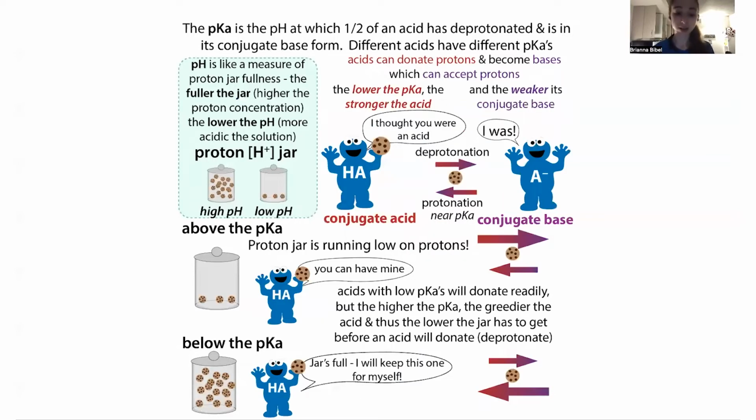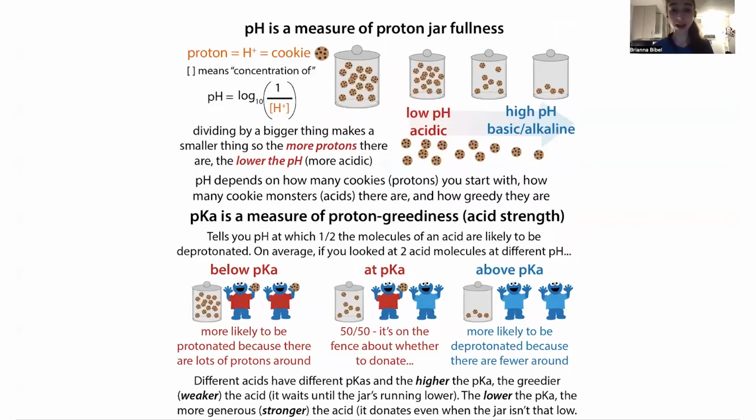So I like to think of it kind of like a cookie monster. The more cookies are in the jar, the more acidic the solution and the lower the pH. The fewer cookies are in the jar, the higher the pH and the more basic or alkaline. Okay, so now you think about a cookie monster.